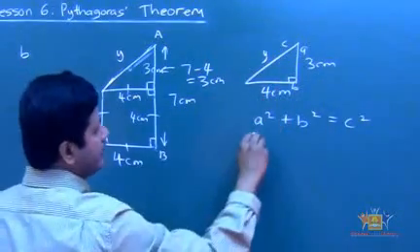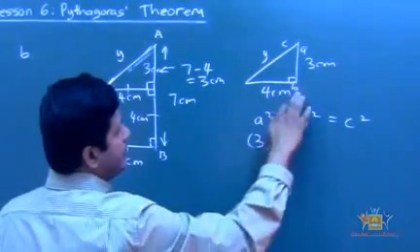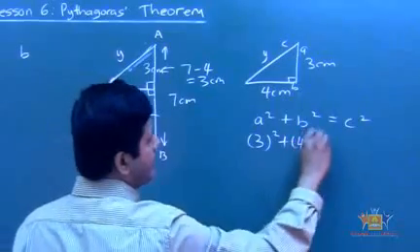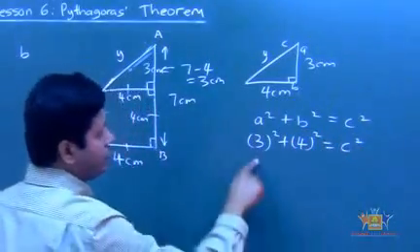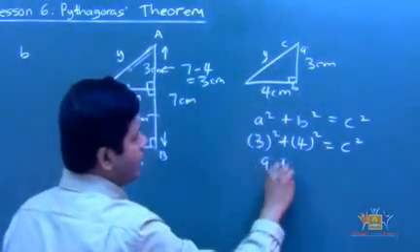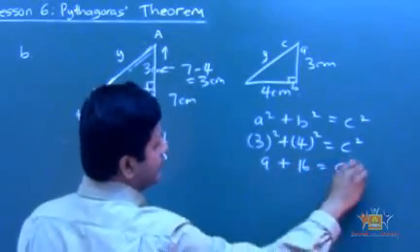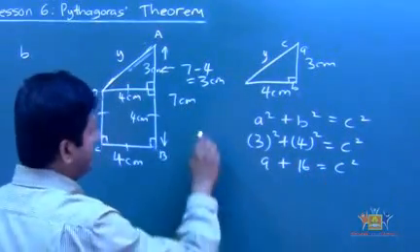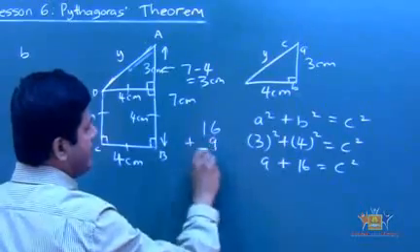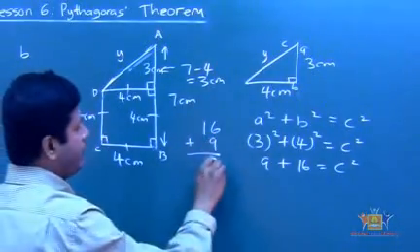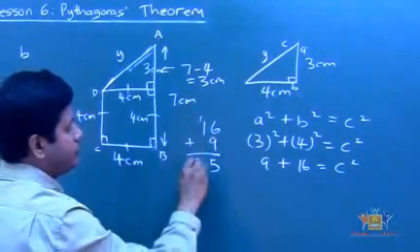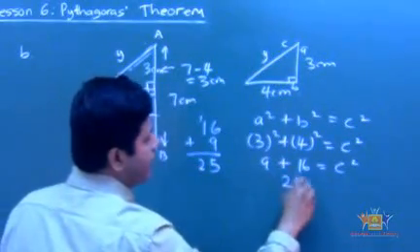A is 3, squared. B is 4, squared. I'm looking for C squared. 3 times 3 is 9, 4 times 4 is 16. So we're going to add 9 plus 16, so let's line it up. 16 plus 9: 6 plus 9 is 15, 5, carry 1, 1 plus 1 is 2. So that gives me 25.